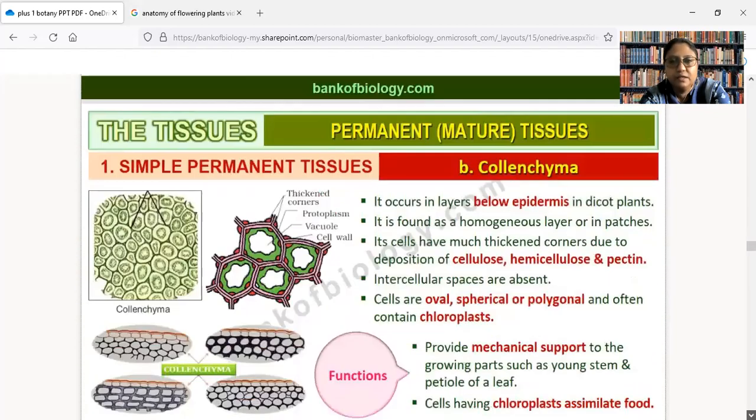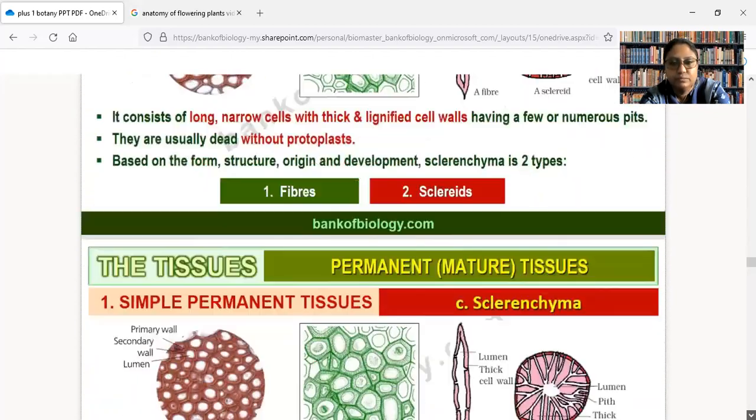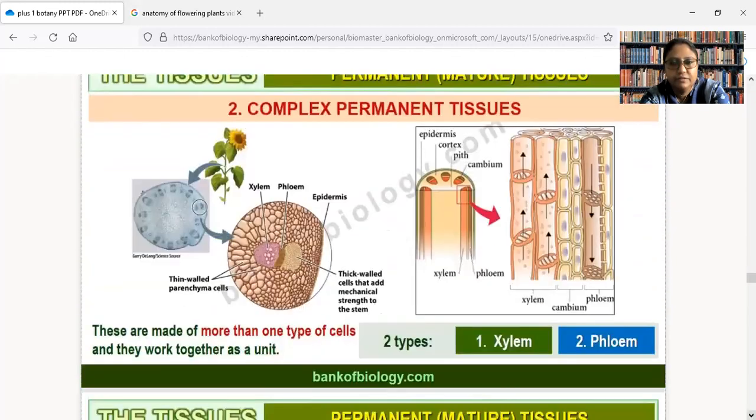We will learn today the complex permanent tissue, which will include xylem and phloem. So the first question that may come into your mind is, why are they called complex permanent? What is so complex about them? They are called complex because they have more than one type of cell.